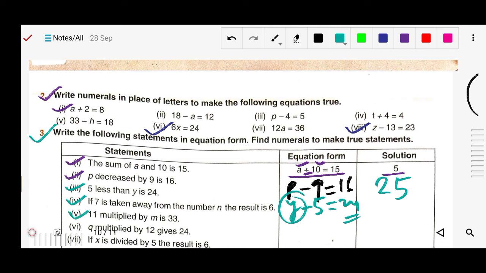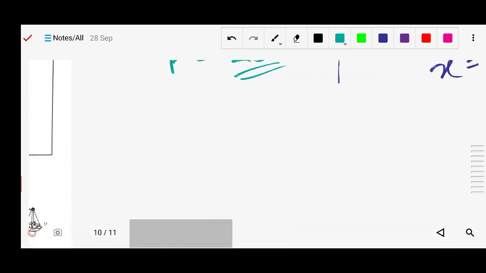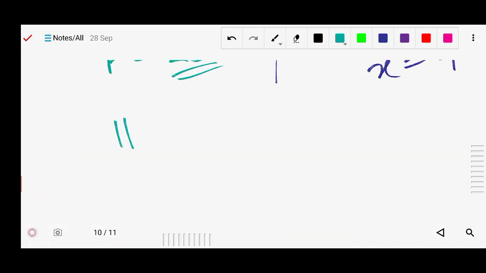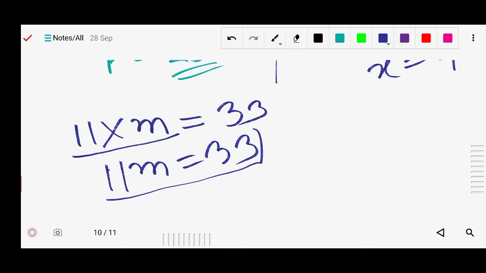Similarly, number 5, 11 multiplied by m equals 33. So I will just solve this one. This question is given as 11 multiplied by m. So 11 multiplication m equals 33. So you can write this one. This is your equation, or you can write 11m equals 33. So this is your equation. You can write it for the equation. Then after that you have to find the value of m.